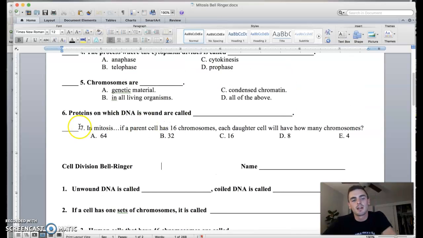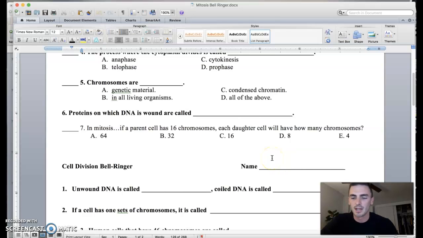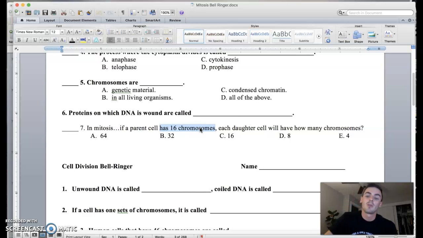Number 7 is a little bit of a toughie. In mitosis, if we have, not a human cell obviously, but if we have a parent cell with 16 chromosomes, each daughter cell will have how many chromosomes? Lots of traps here, guys, but when we go through mitosis, we copy the cell. So if the parent cell has 16 chromosomes, the daughter cell will have 16 chromosomes because we double it to get to 32, and then when it splits, each one has 16. So mitosis is making two copies of the same thing. So number 7 should be the letter C.